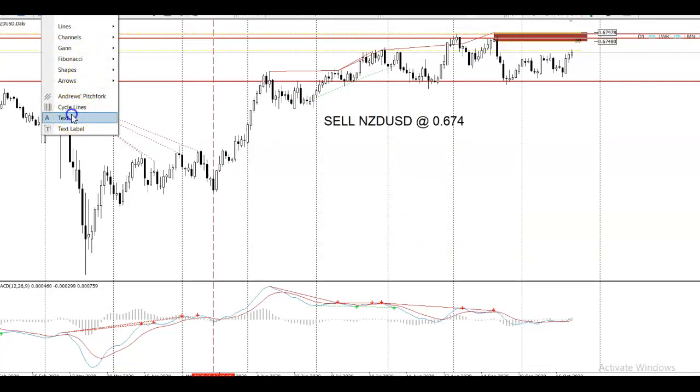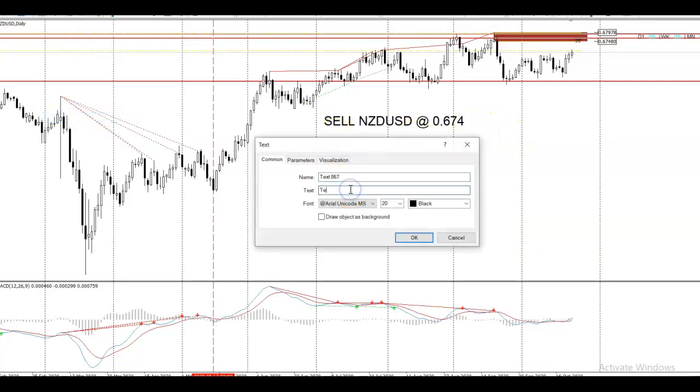Insert text again, stop loss. Okay, we're going to go above the zone, so we're going to go 100 pips. So the stop loss is going to be 110 pips at 0.685. Okay, plenty of room there.